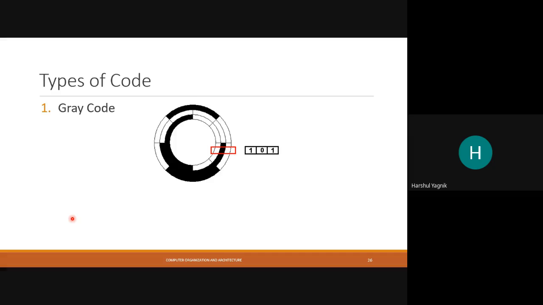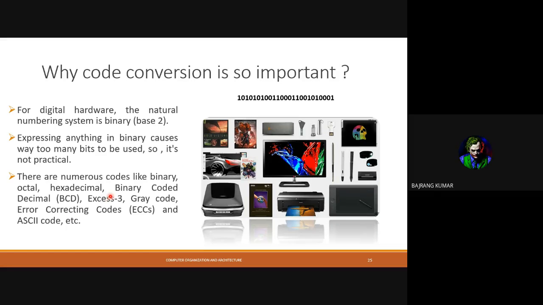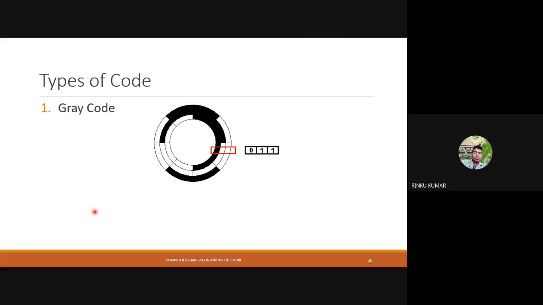Okay. Have you learned this code in the digital electronics course? Gray code, excess-3 code? Yes, sir. Yes, sir. So you see, this is the example of gray code.